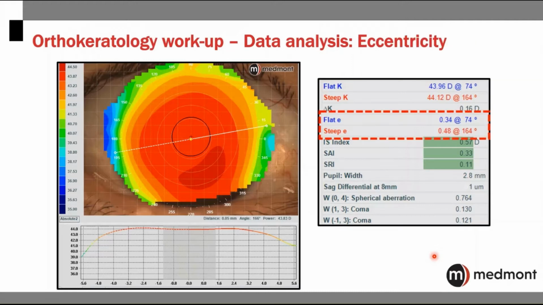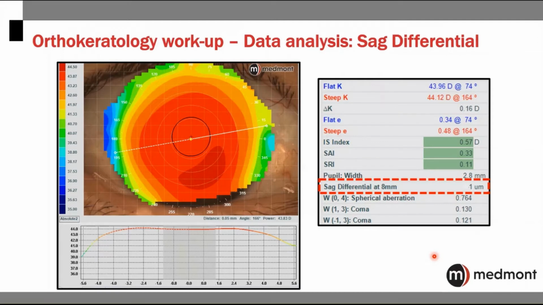We could look at the eccentricity. Normal E value with your Medmont is about 0.65, and this patient is coming up 0.34 on the flat and 0.48 on the steep. The lower the eccentricity, generally the lower the potential for effect in ortho-K. So having a slightly lower pre-ortho-K eccentricity might suggest that higher myopia may be tougher. For instance, trying to achieve a -6, 7 or 8 diopter may be out of range.